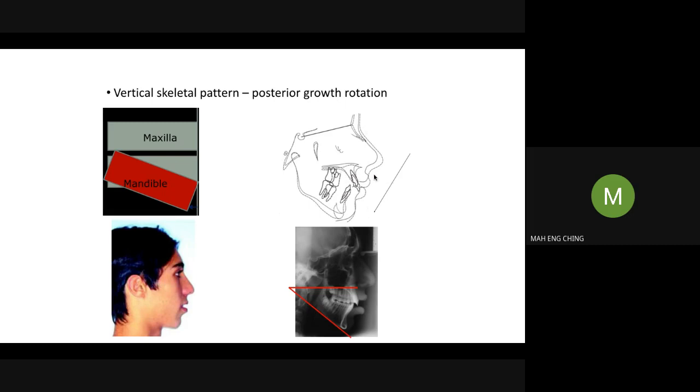So some skeletal class 2 patients have a high angle. High angle means the maxillomandibular angle is a bit higher than average. So we call this a high angle. So high angle usually is a backward rotation. See on this cephalogram, it's a steep angle. So this one is called backward rotation.